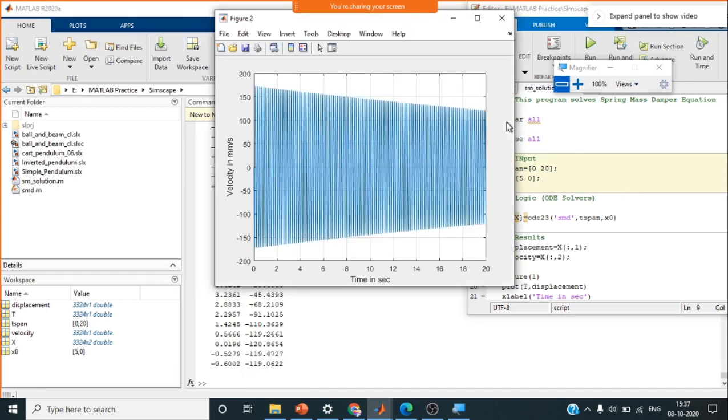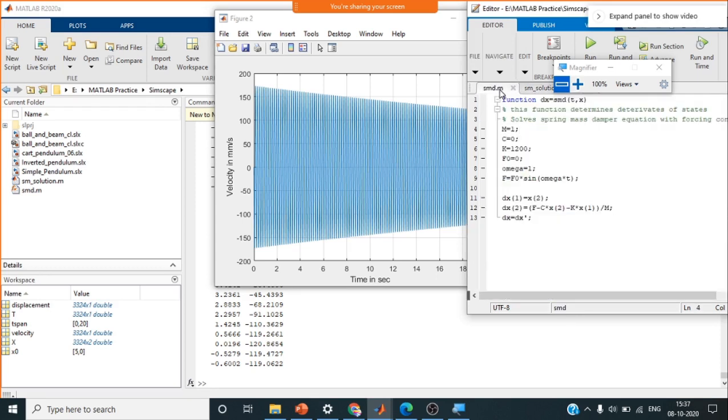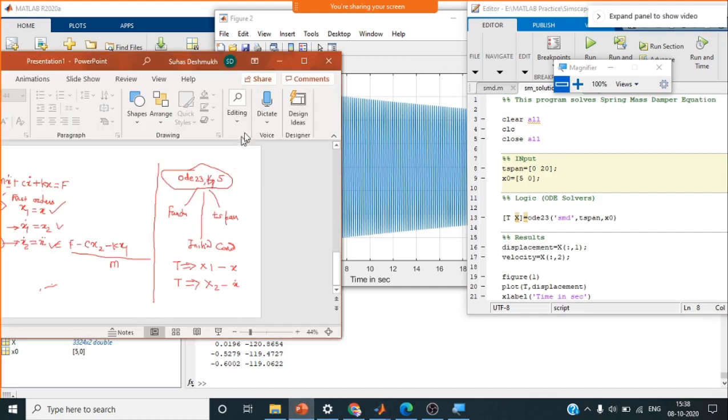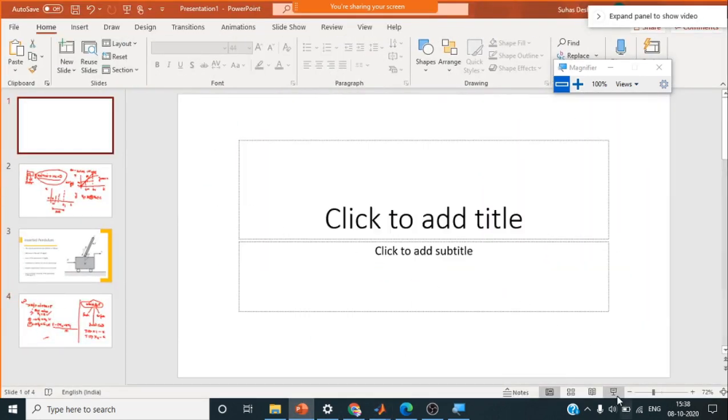You can just look, more and more damping is coming, even though we did not provide damping. Observe there is no damping in the system. The reason for this decrease in amplitude is truncation. What does truncation error mean? Truncation error, what it does, I will show you in this.